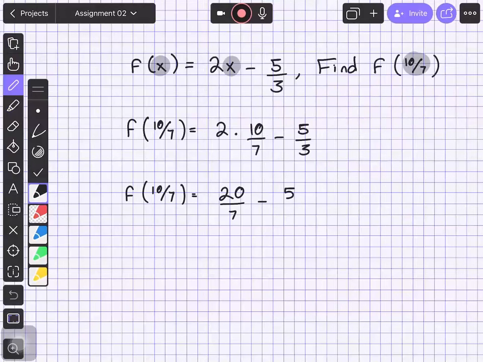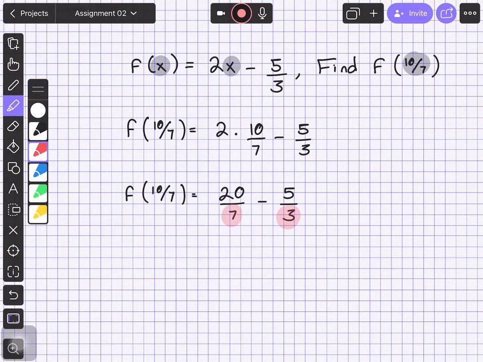So this will be 20/7 minus 5/3. Now, in the same way as before, if you see, we have two prime numbers in the denominator. So we just have to multiply and rewrite both fractions as equivalent fractions. All right, we are going to modify this and modify this as well.